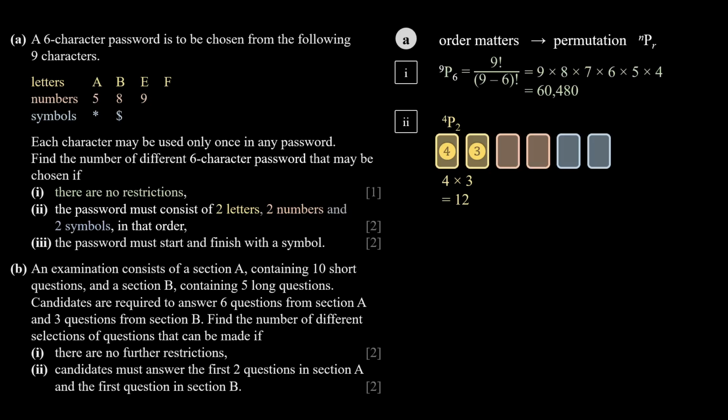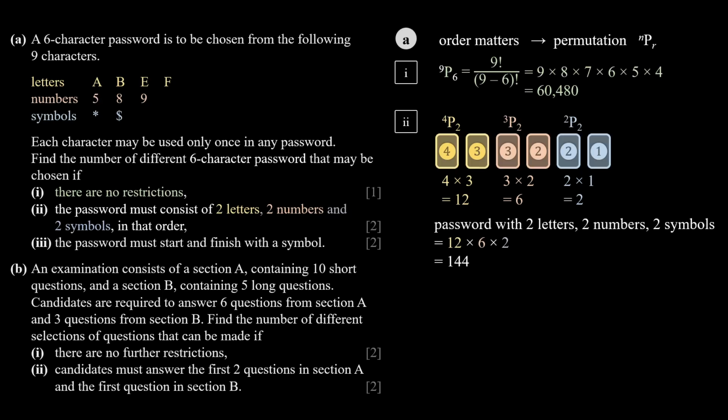Next, we have 3 numbers: 5, 8, and 9. Arranging 2 numbers from this group involves 3P2, which gives 6. Since there are only 2 symbols, arranging both involves 2P2, which equals 2. Now, we multiply the arrangements for letters, numbers, and symbols because these are independent choices. 12 times 6 times 2 is 144. So, there are 144 valid passwords with this restriction.